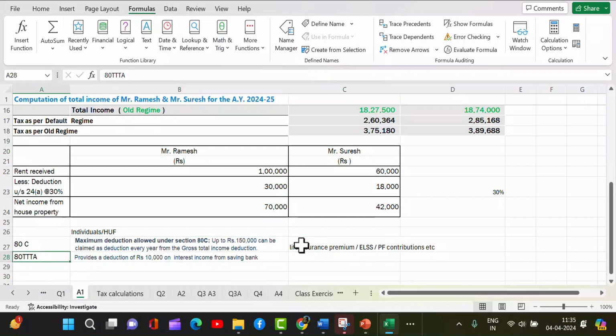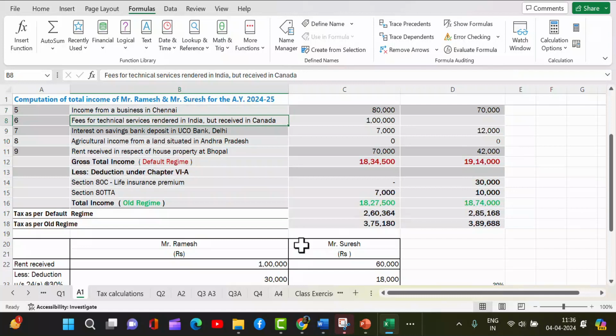And what is 80TTA? It provides a deduction of rupees 10,000 on interest income from savings bank. So if you are earning some money on a savings account, that interest will be exempt up to a figure of 10,000. Suppose you earn 5,000 rupees interest, then you don't have to pay any tax on that 5,000. But if you're earning 15,000, then you have to pay tax on 5,000 rupees. You have to show it as income.